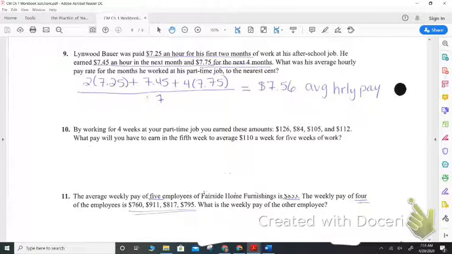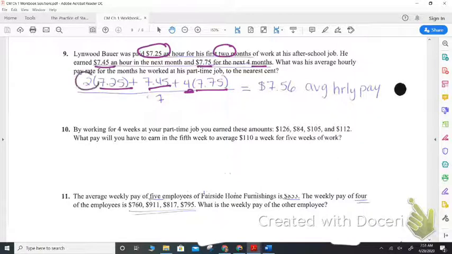Now you could do that for this, like you could say she makes $7.25 for 2 months. So you could write 7.25 plus 7.25 because it means it's happening twice, or you could write times 2 to save yourself some writing. And then for 1 month, he made $7.45. And then for the next 4 months, after he got another raise, he made $7.75 per hour. Now, again, you could write 7.75 plus 7.75 plus 7.75 plus 7.75 because that happened for 4 months, or you could save yourself a little bit of writing and write times 4.